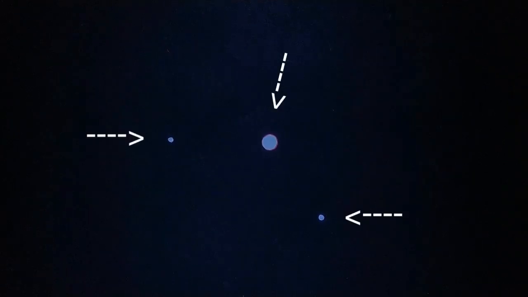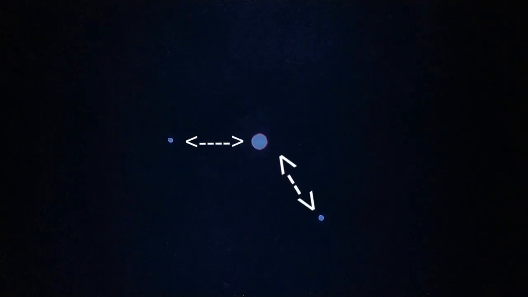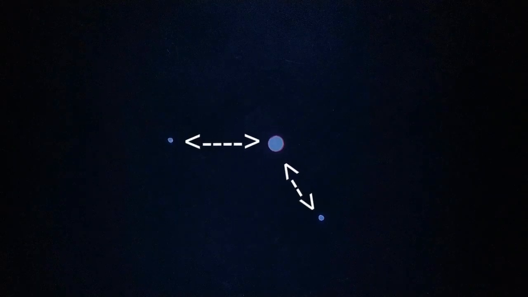The second method is astrometry. In this method, we measure the relative distance between the main star and the other neighboring stars. If the distance keeps on changing, we can make out that the main star is experiencing a wobble.